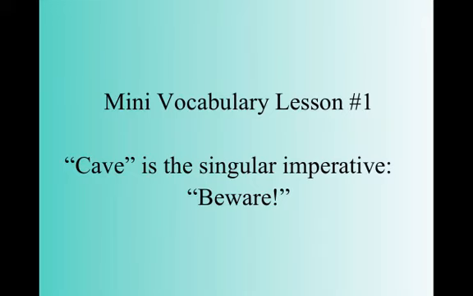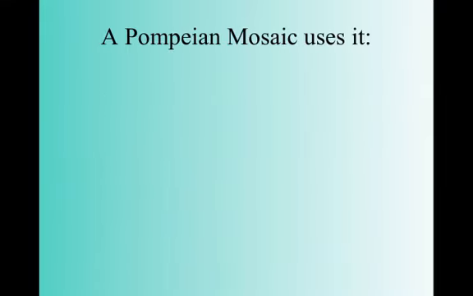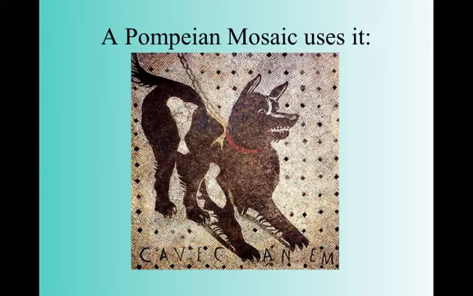Mini vocabulary lesson number 1. Cave is the singular imperative. It means beware. A Pompeian mosaic uses it. Read the Latin below. Cave canem. Beware of dog.